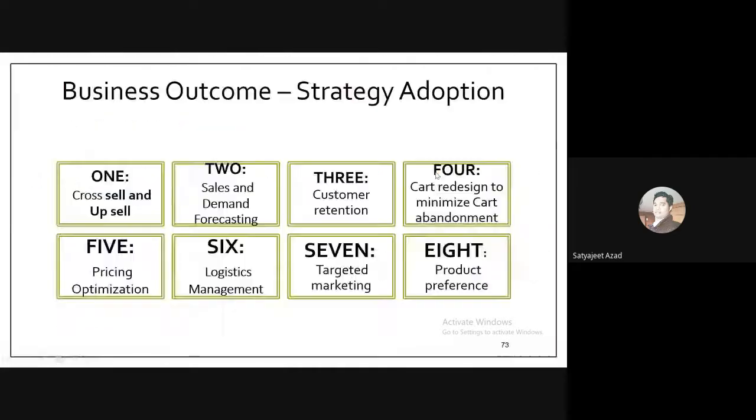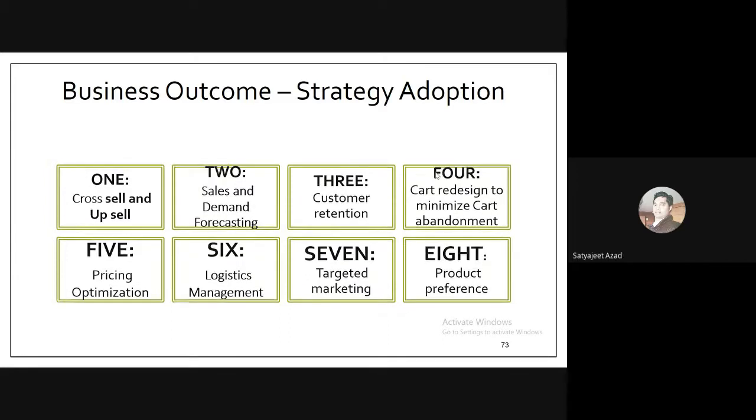So what kind of business strategy can you adopt? You can do cross-selling, upselling. Also you can do some kind of sales and demand forecasting. You can run a customer retention program, and also you can do targeted marketing, pricing optimization, logistics management. There are many more strategies you can apply to increase your sales.